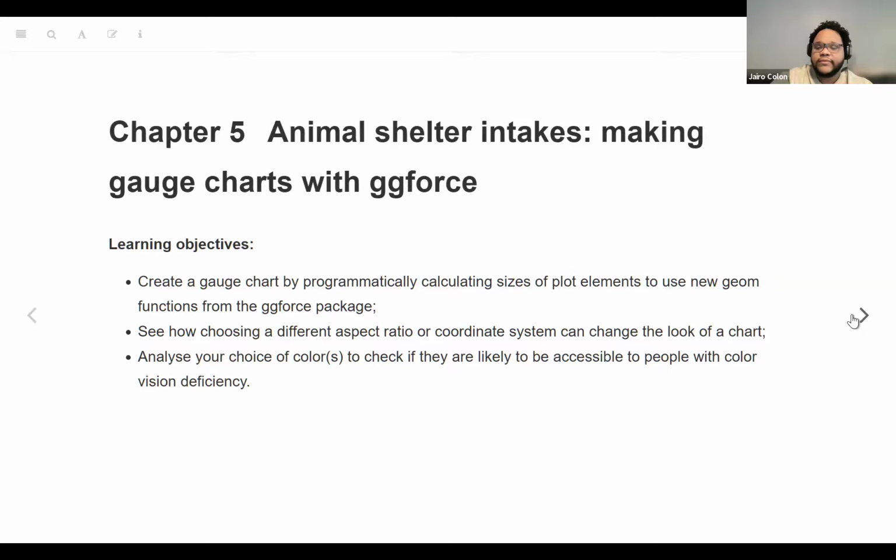All right, so this chapter is mainly about using some animal intake data from a shelter to make gauge charts, and she uses it with an app called ggforce. So the learning objectives are essentially to create that gauge chart using different plot elements and a new geom function, how to set aspect ratios and coordinate systems to change the look of the chart, and analyzing the color choices to make sure they're accessible to people with color blindness.